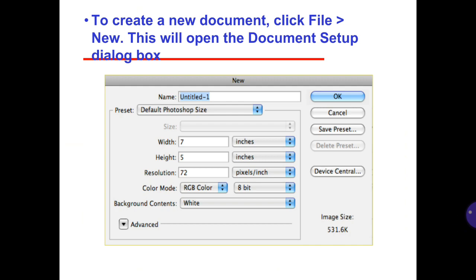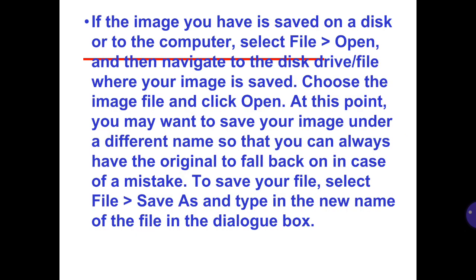To create a new document, click File and then New. This will open the document setup dialog box. You can see it. If the image you have is saved on a disk or to the computer, select File, then Open, and then navigate to the disk drive or folder where your image is saved. Choose the image file and click Open.